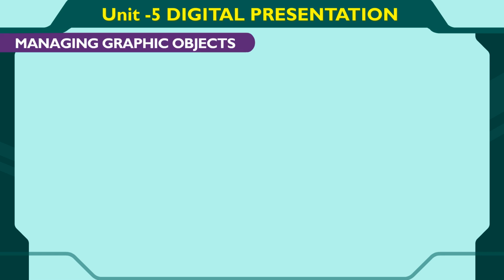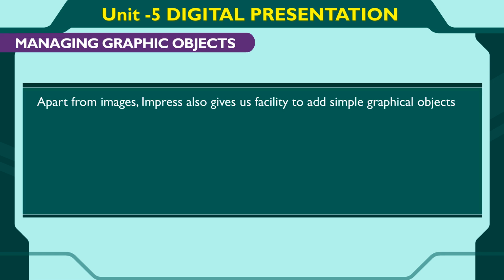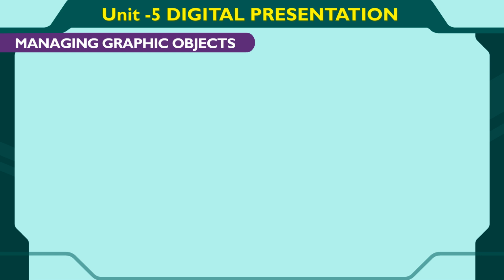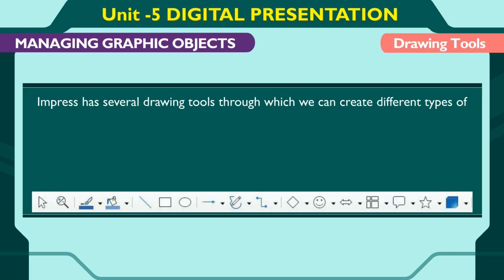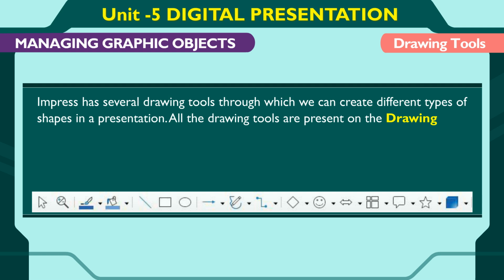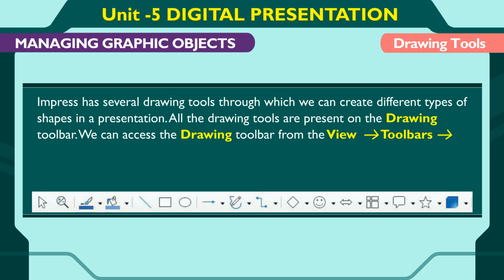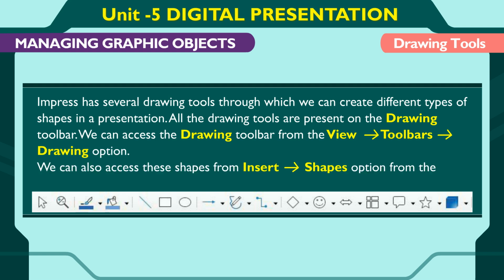Managing graphic objects. Apart from images, Impress also gives us the facility to add simple graphical objects like lines, shapes, flowcharts, emojis, callouts, etc. Drawing tools. Impress has several drawing tools through which we can create different types of shapes in a presentation. All the drawing tools are present on the Drawing toolbar. We can access the Drawing toolbar from View, then Toolbars, then Drawing option. We can also access these shapes from Insert, then Shapes option from the menu bar.